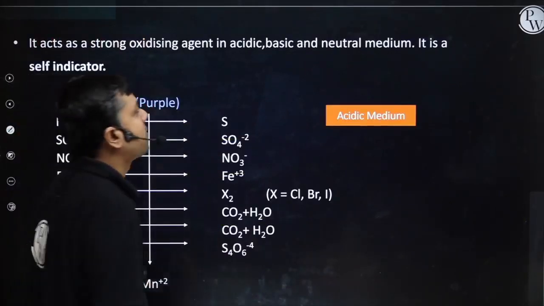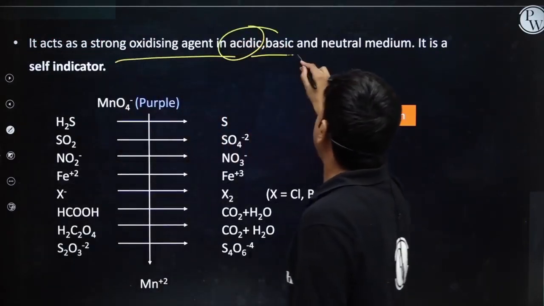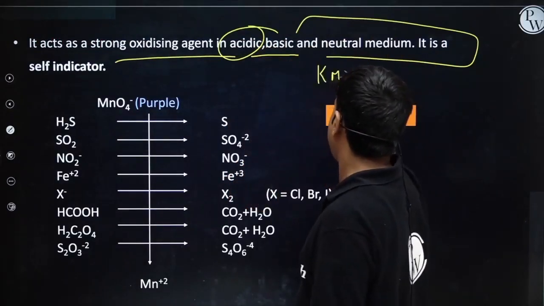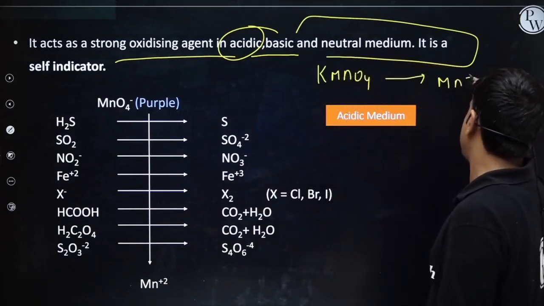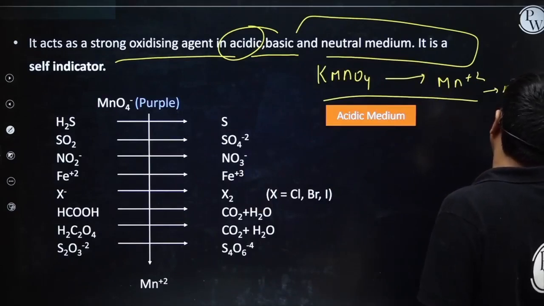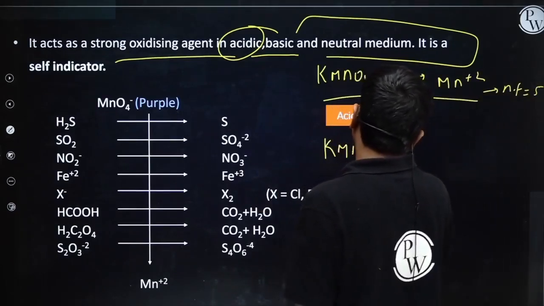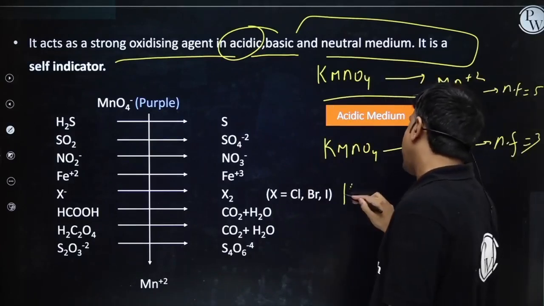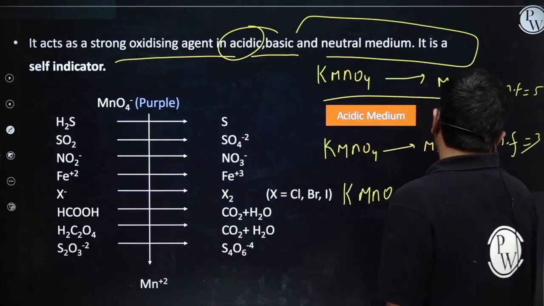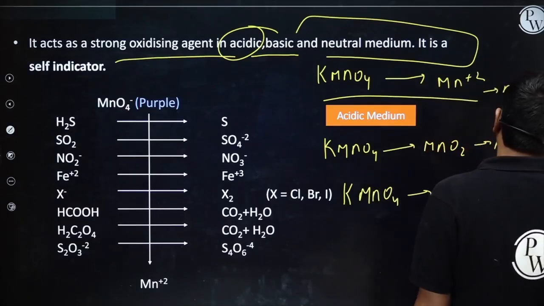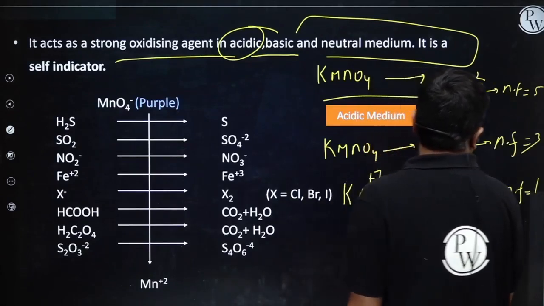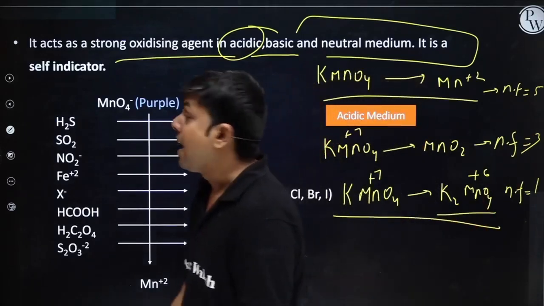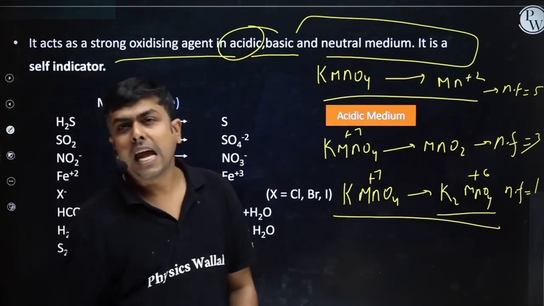Student, already discussed, it's a strong oxidizing agent in acidic, basic, and even in neutral medium, right? If I talk about this potassium permanganate, in acidic medium it gets converted to Mn2+, and the n factor is 5. In neutral medium, this KMnO4 gets converted to MnO2, and the n factor is 3. In alkaline medium, this KMnO4 gets converted to K2MnO4, and the n factor is 1. So from plus 7 to plus 6 in alkaline medium, from plus 7 to plus 4 in neutral medium, and from plus 7 to plus 2 in acidic medium.